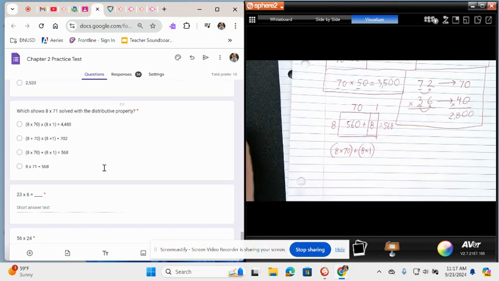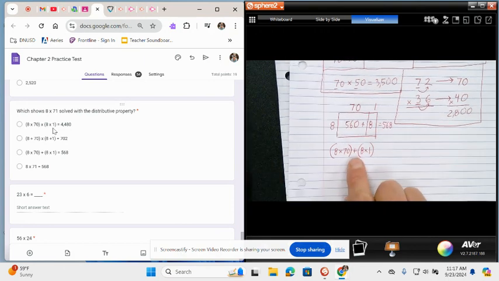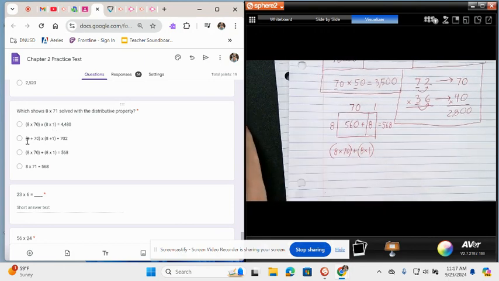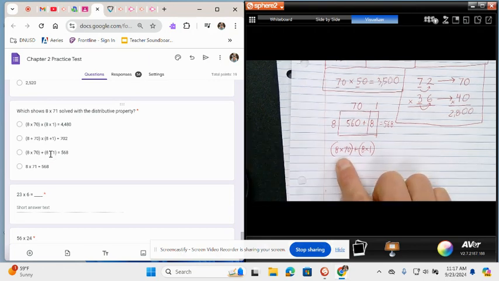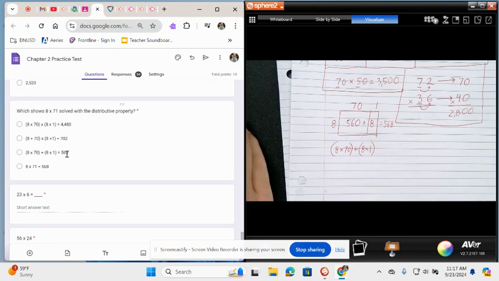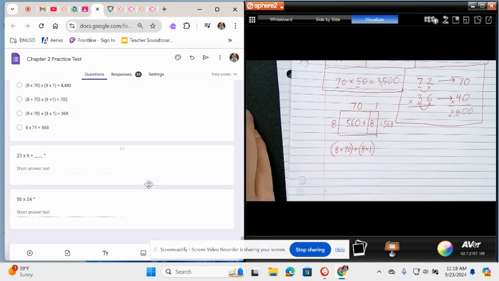So which of these shows that same thing? Well, this one says 8 times 70 times 8 times 1. That's not right, because it's supposed to be 8 times 70 plus 8 times 1. This one says 8 plus 70 times 8 plus 1. That's not right. This one says 8 times 70 plus 8 times 1. That's the same thing we have here. And it has the correct answer too, 568. This one has the right answer, but it doesn't show the distributive property, whereas this one does.